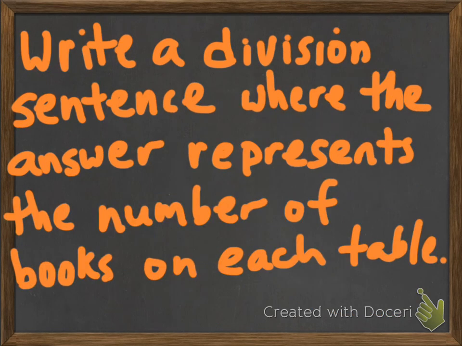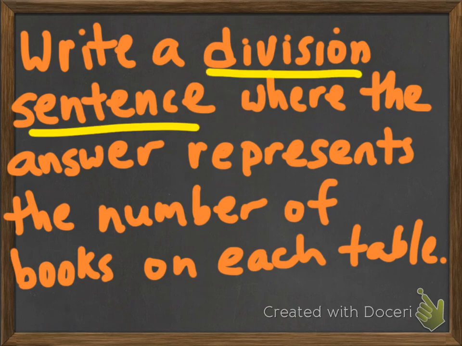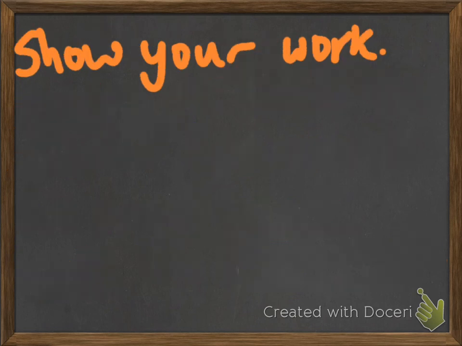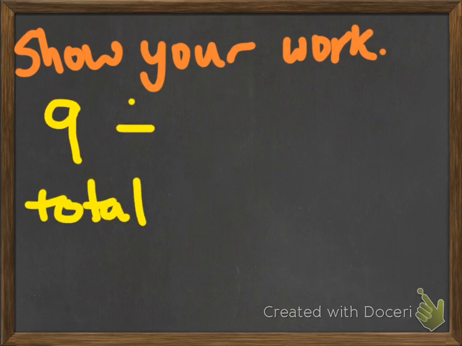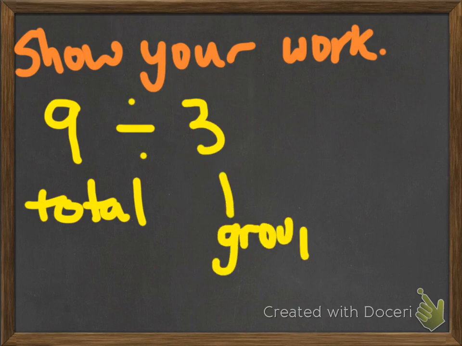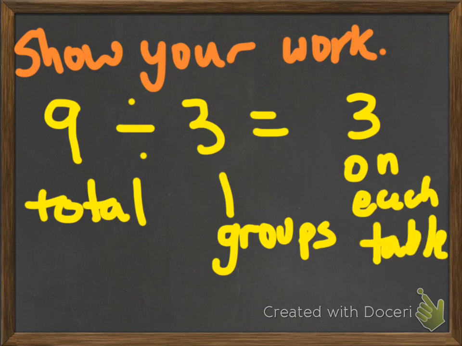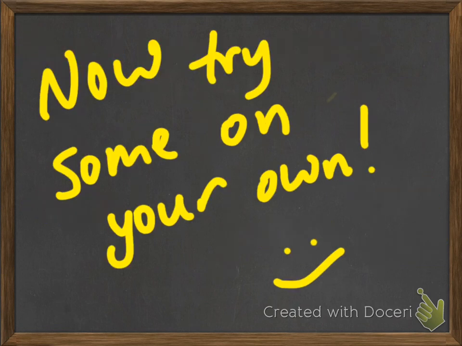Now for this, they want to write a division sentence where the answer represents the number of books on each shelf. And we already have that answer. Again, we started off with 9, that's our total. And we're going to divide it into 3 equal groups, so that's the number of groups. And we're going to have 3 on each table. Is that what you came up with? Good. All right, now try some on your own. Good luck.